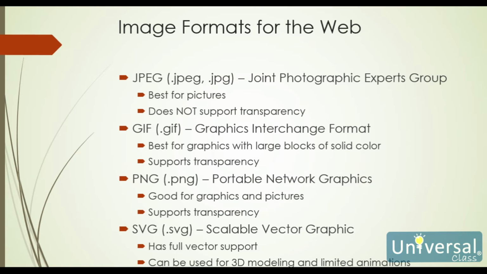The next one is a PNG file. These are like a good balance between a JPEG and a GIF file. They're good for pictures, they're good for graphics, and they support transparency. So if I need transparency and I want to take a picture of something, then a PNG file might be a good match. The last type are what are called SVG files, or scalable vector graphics. These have full vector support, and they can be used for 3D modeling and some limited animation.